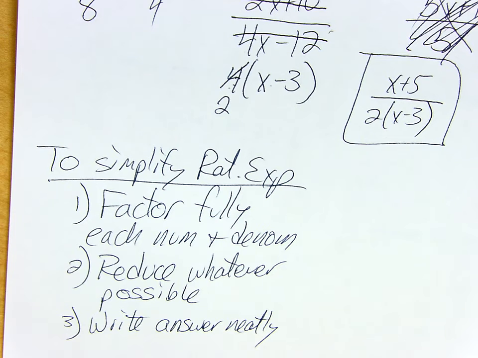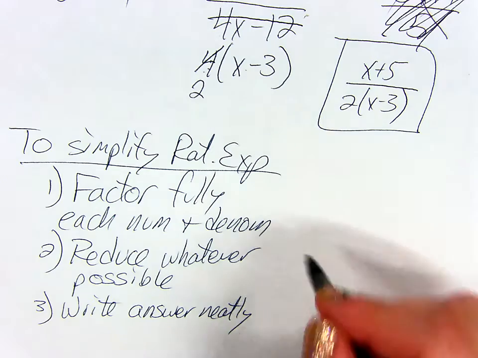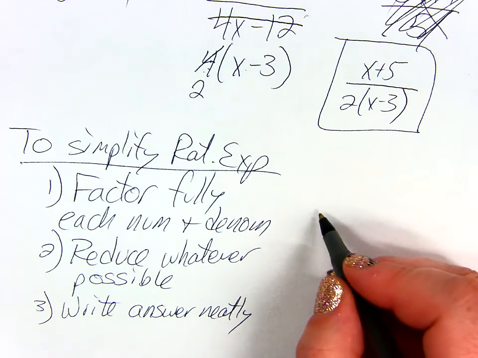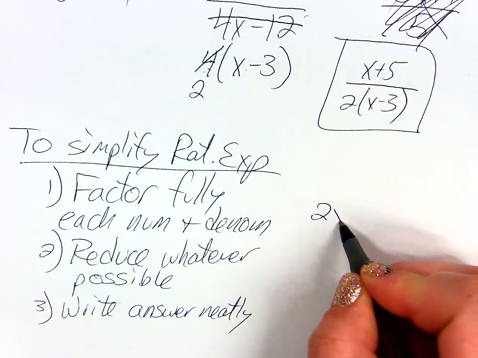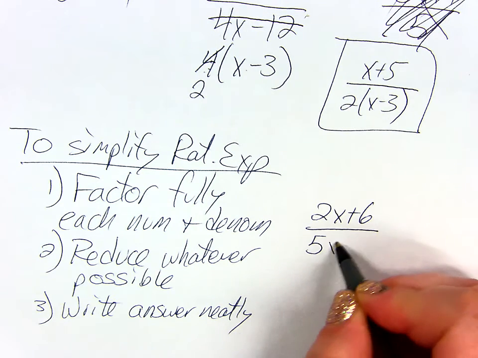If students are going to make a mistake in this section, it's because they don't do these steps in this order. They try and reduce first. You can't. You have to factor first, then reduce if there's anything to reduce. So let's try another one. Let's try 2x plus 6 over 5x plus 15.